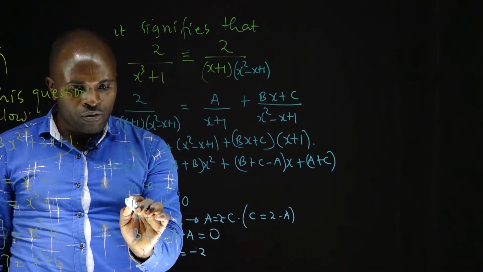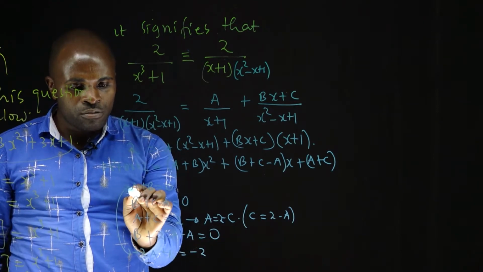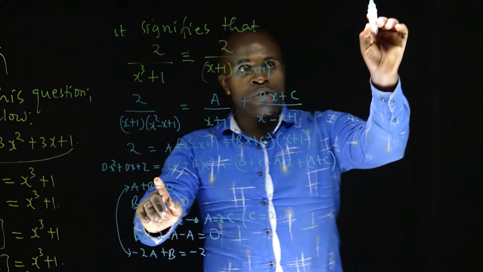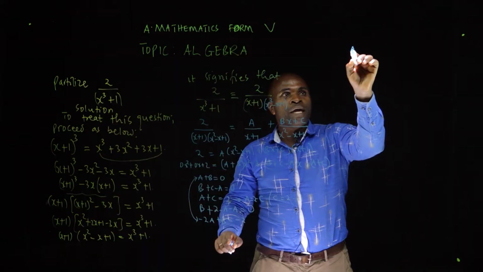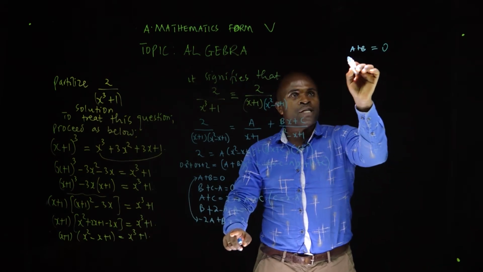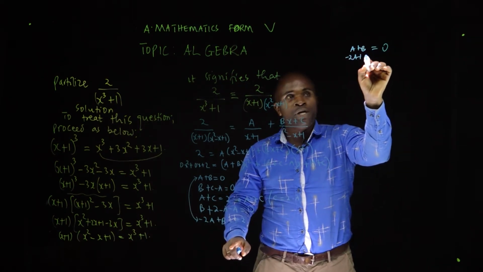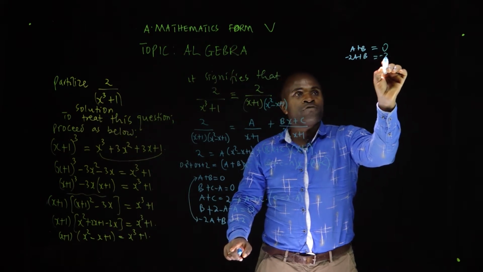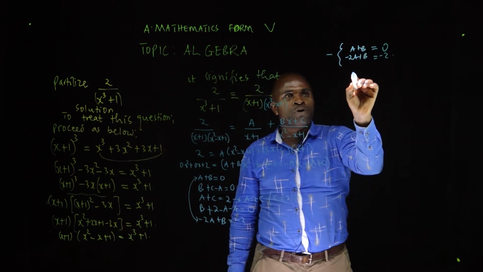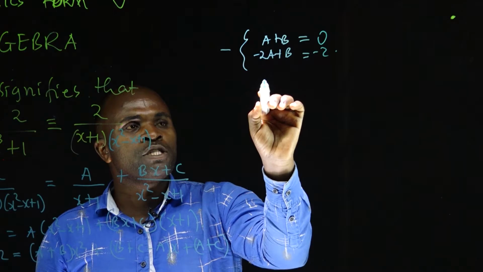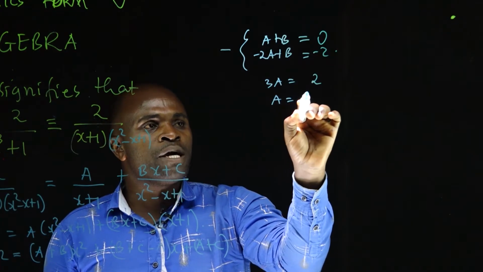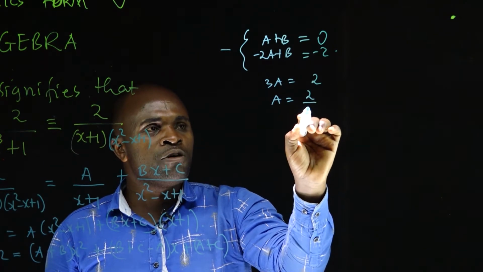We are now able to solve the two equations simultaneously, treating them by the elimination method. We simply take this one: a plus b equals 0, and another equation, negative 2a plus b equals negative 2. In the elimination method, treating the minus sign here, it gives us positive 3a and here positive 2. What is a now? It means our a is 2 over 3.